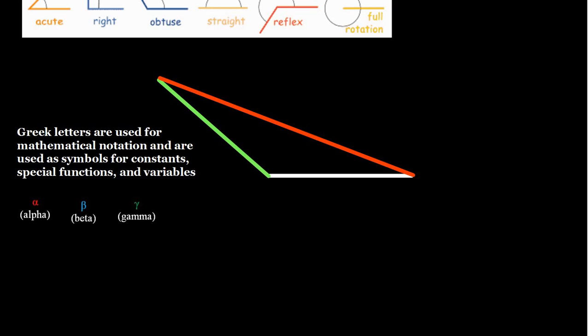An angle that is a full rotation is when you're measuring the angle that goes all the way around. This is all the way around, 360 degrees, to get a full rotation.